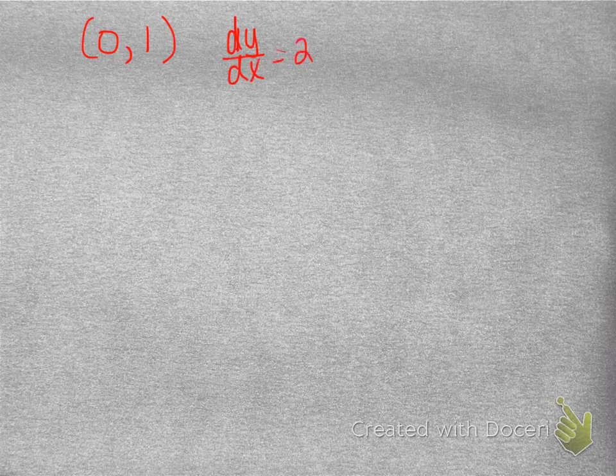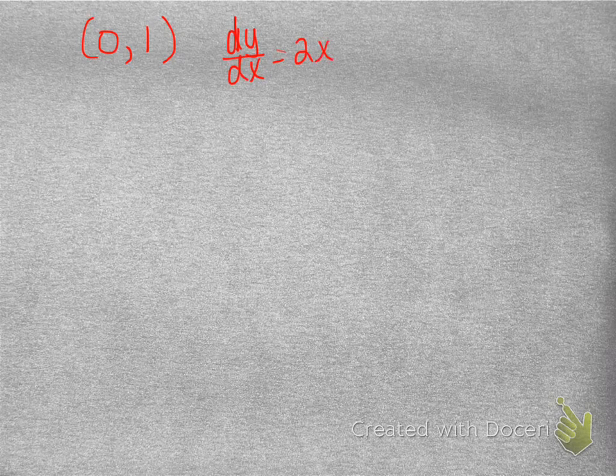Okay, here's another problem. Similar kind of problem. This time they still give you another point, and it happens to be the same point. It will not always be the same point. It just happens to be here. So they tell you 0, 1 is the point that it goes through. We know that dy/dx is 2x. They're telling you that's the slope.